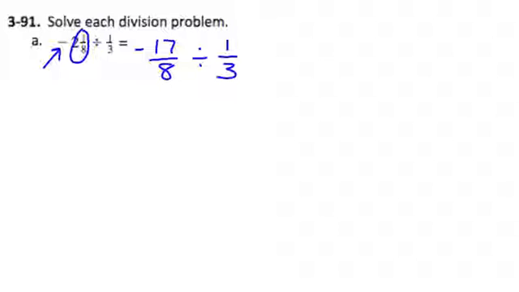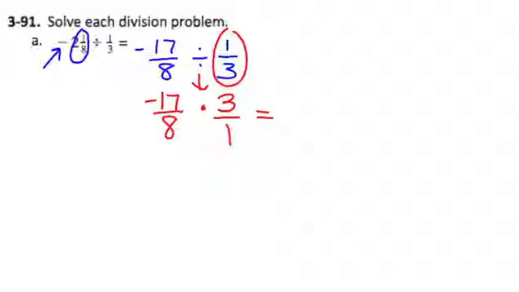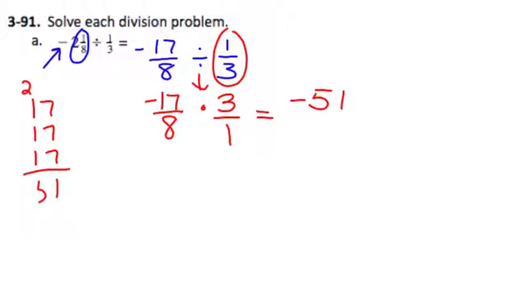So now, remember, I have to change it. So I'm going to keep the first fraction, negative 17/8, change division to multiplication, and I have to flip that fraction, so it's the reciprocal, 3/1. Now I can't cross simplify anywhere, so we're just going to have big numbers for this. Negative 17 times 3 is going to give us negative 51. And if you're not quite sure what that answer is, remember it's 17 3 times. And that's how I got that. And then I know that a negative times a positive is negative. And then for the denominator, 8 times 1 is 8.